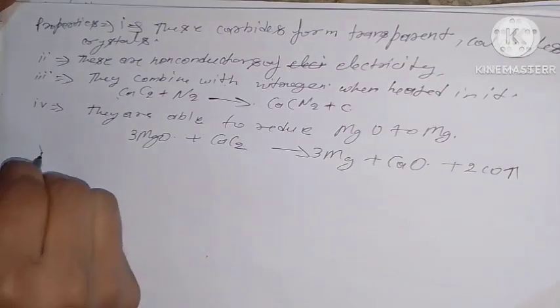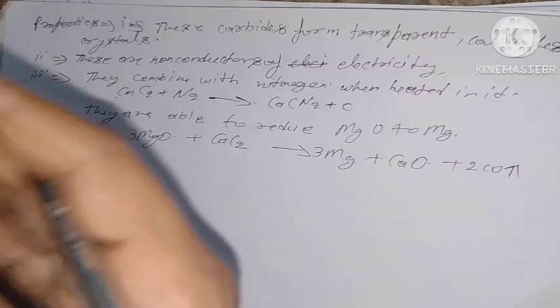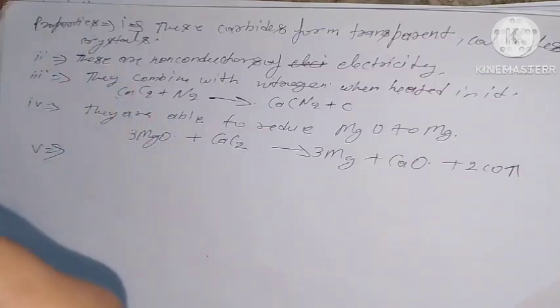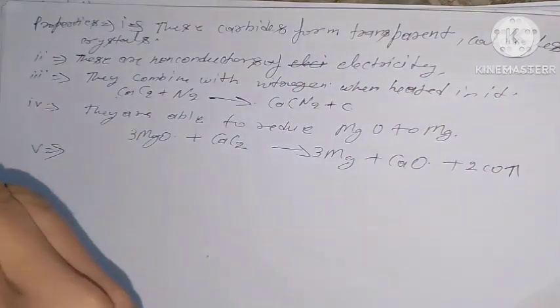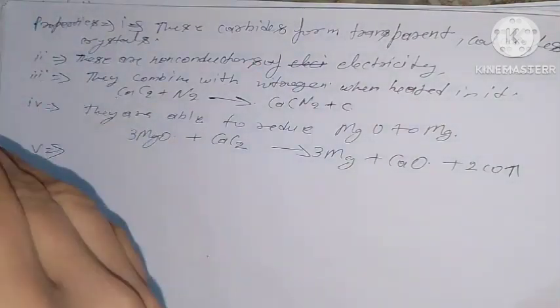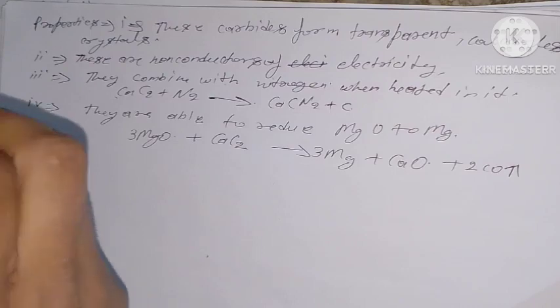Okay, fifth point, they are easily hydrolyzed by water or dilute acid to give different hydrocarbons. The salt-like carbides are further classified according to the hydrocarbons which they produce on hydrolysis. Hence, these carbides can be classified into the following types.